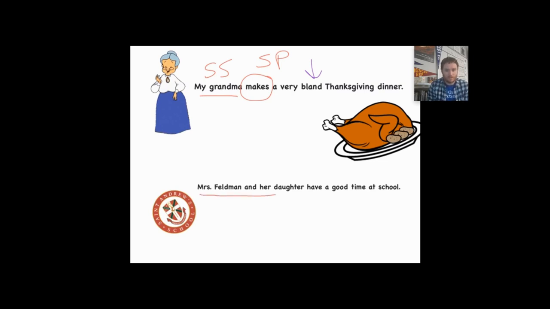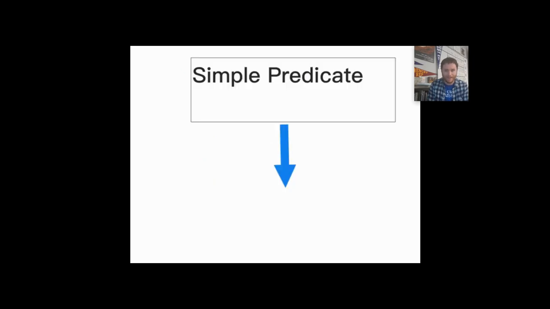Second sentence, I could have somebody, Mrs. Feldman and her daughter have a good time at school. Okay, mother and a daughter. Simple subject is Mrs. Feldman and her daughter. The simple predicate I double underlined, have a good time at school. Remember how I said that it could be more than one person or a proper name? Okay, so the simple subject has two people in it. Mrs. Feldman and her daughter make up that subject. Does that make sense? For the simple predicate, it focuses on have, doing something, having, possessing, have.